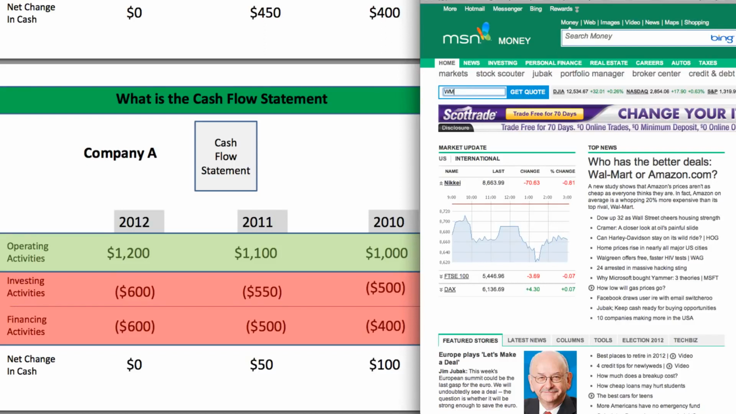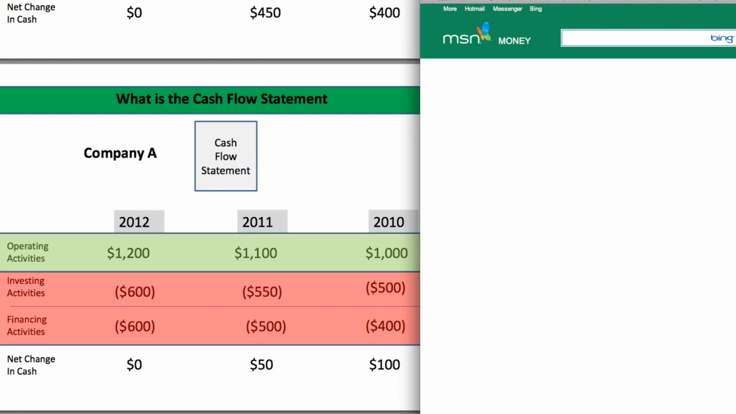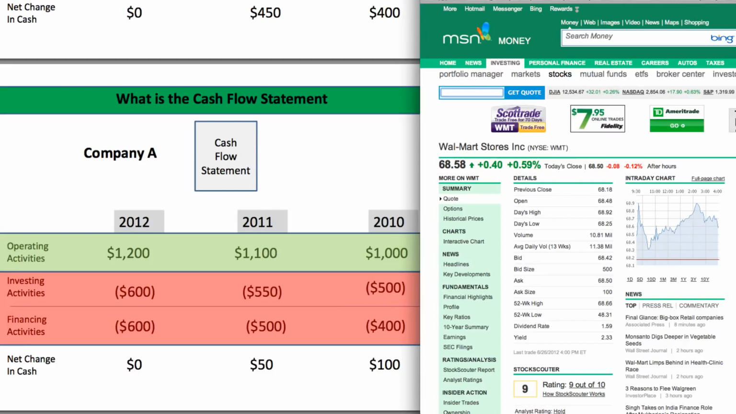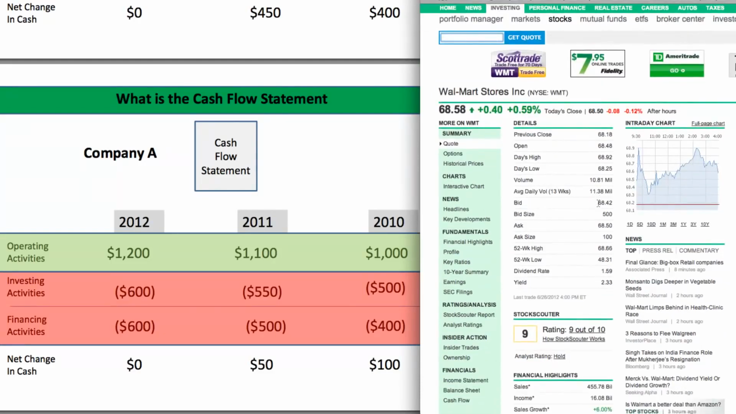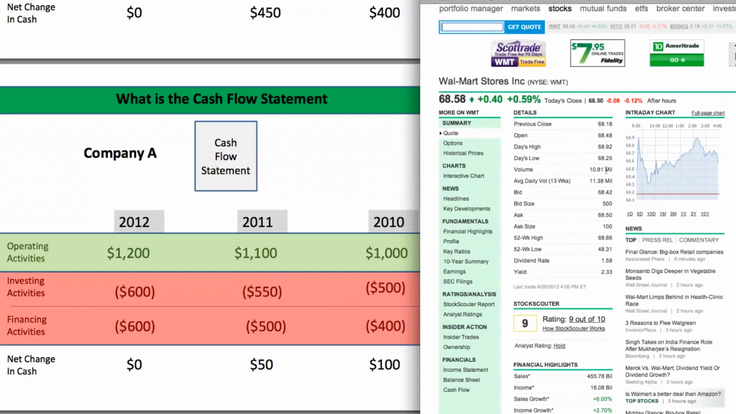And I'm going to pull up Walmart in order to demonstrate that. Just so you know, I'm on MSN Money, and the ticker for Walmart is WMT. I'm going to hit enter, and you can see it brings up all the different information for Walmart. Now remember, all these numbers that you're seeing generated onto this page are all extracted from the income statement, the balance sheet, and the cash flow statement. So those 3 documents are providing all this information.